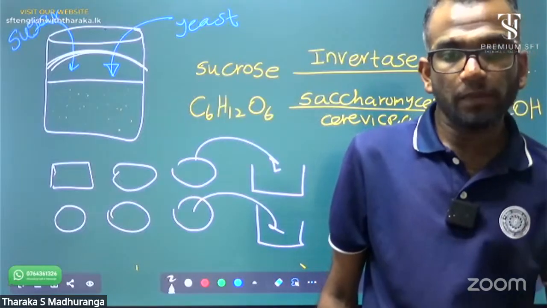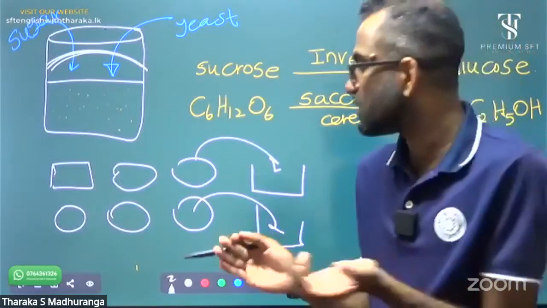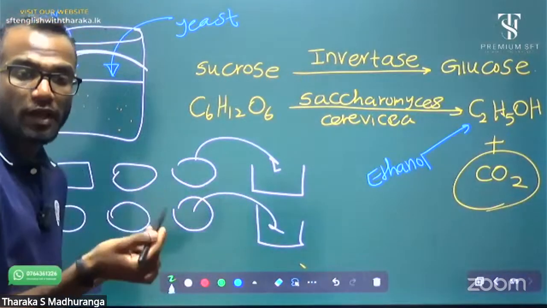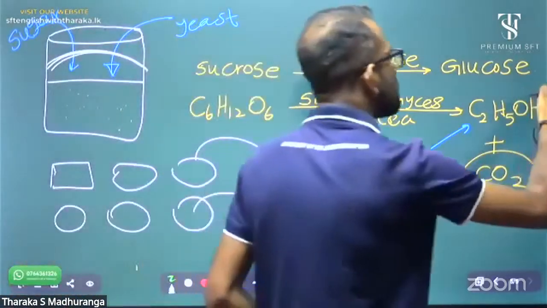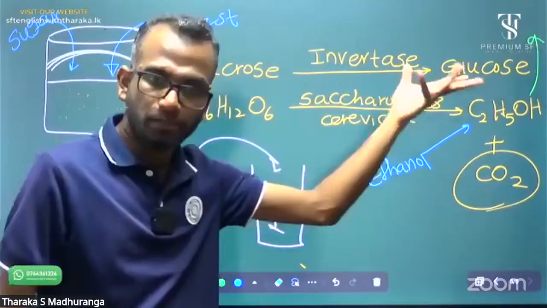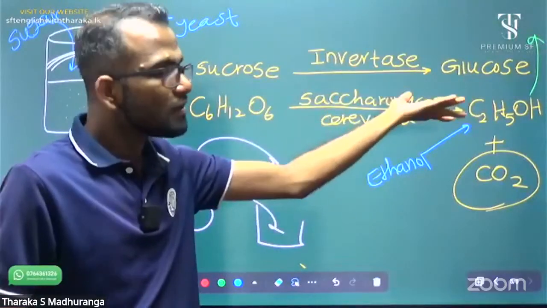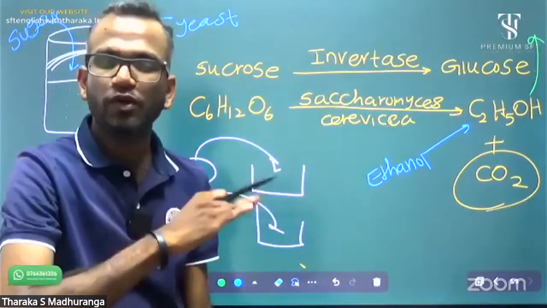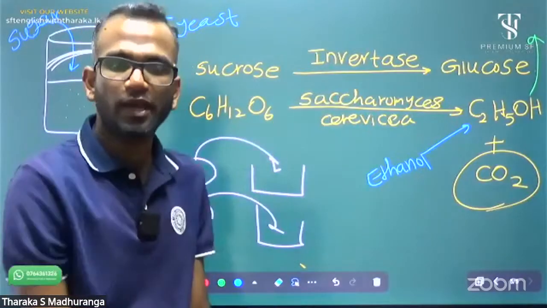In the oven, what happened when it is heated? When it is heated to a higher temperature, this ethanol evaporates. Why? Ethanol is highly flammable and has a very low boiling point. It easily evaporates at a very low temperature. When we heat it, it evaporates.